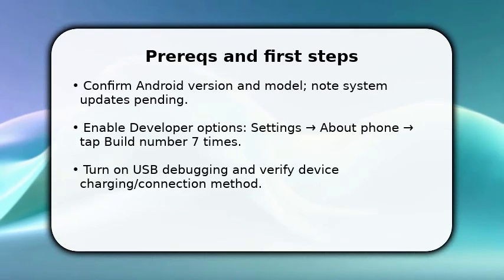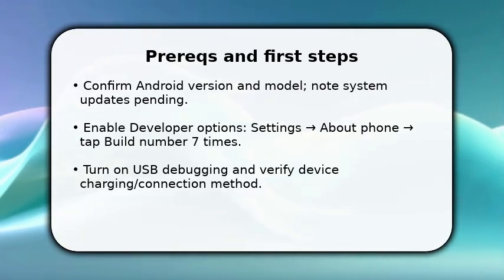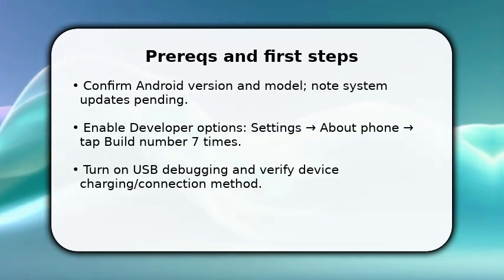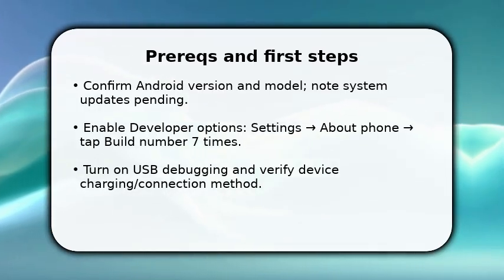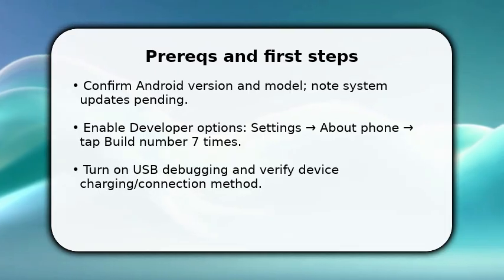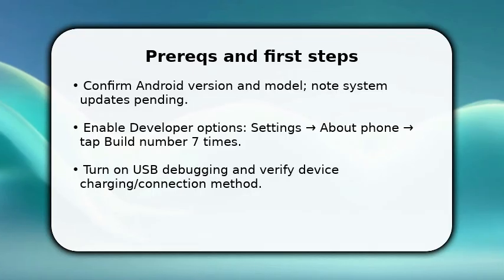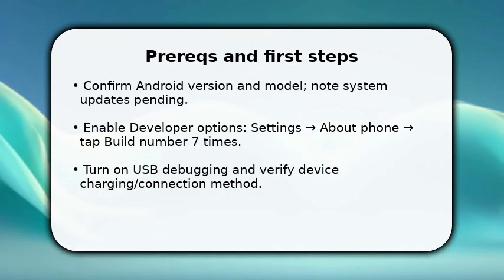Enjoy the video. You start by confirming prerequisites, the Android version, model, and any pending system updates. Once done, open Settings and enable developer options by tapping build number 7 times so you can access advanced controls. Make sure to turn on USB debugging and choose a reliable USB connection mode. This allows tools and the setup assistant to communicate.